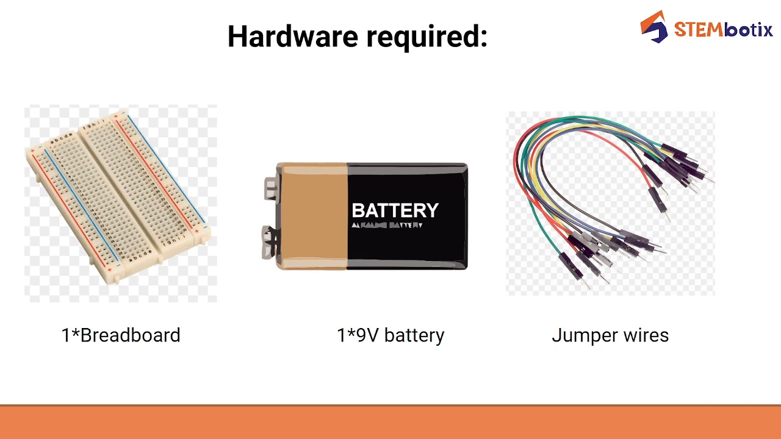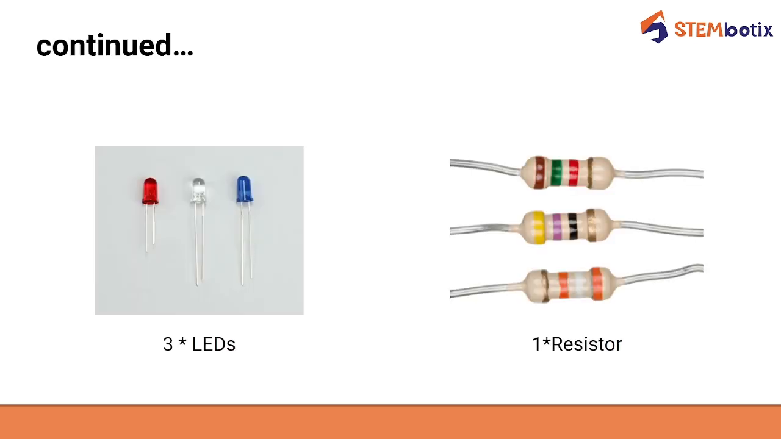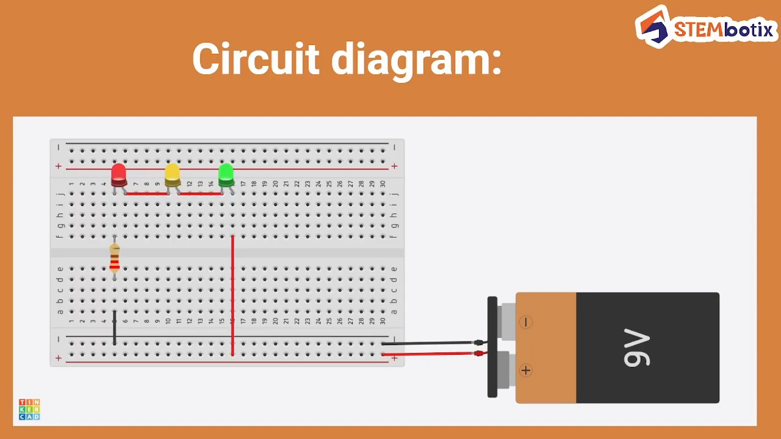So the hardware required for this particular activity is a single breadboard, a 9-volt battery, some jumper wires, 3 LEDs, and one resistor. So this is the circuit diagram of your LEDs connected in series. First of all, collect all the components, place your breadboard and then your battery.